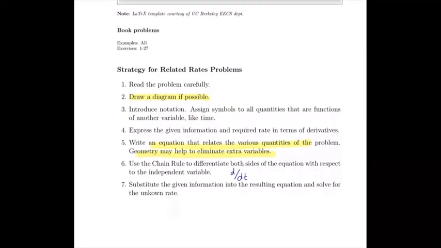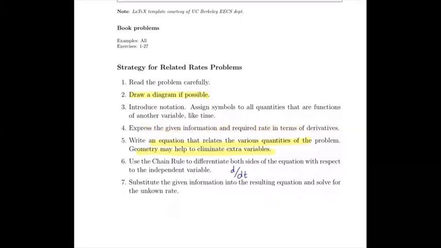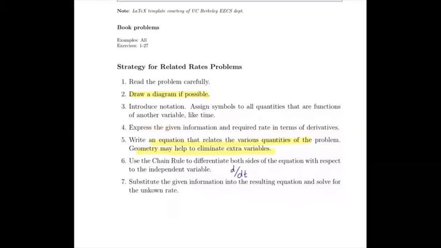The next thing we need to do is express all the variables that are related together in some equation that will help us. Actually, before I get there, sorry, step 4 is saying any variables that we know, write them down. So if we know a radius, r equals whatever the radius is at a certain instance, and then required rates in terms of derivatives.